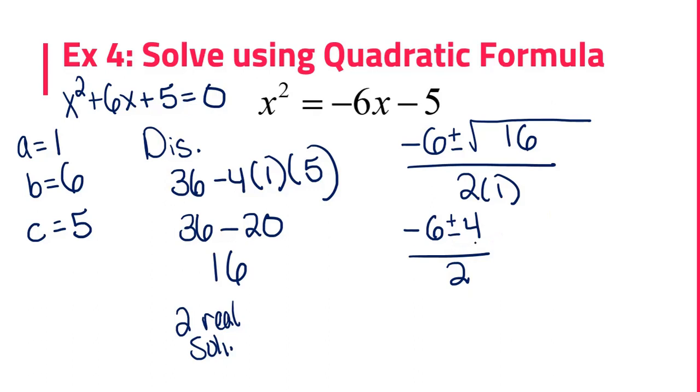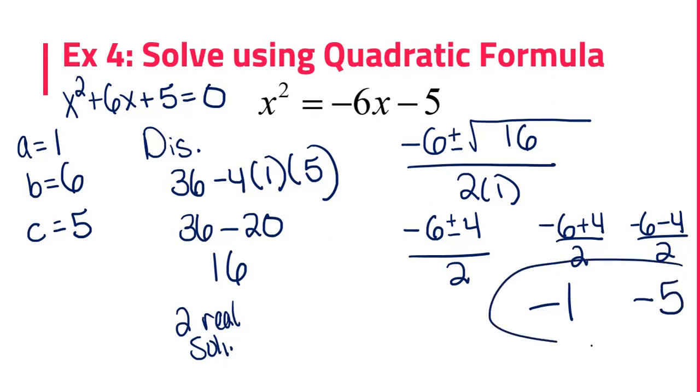I'm going to break this into two separate problems. So I got negative 6 plus 4 divided by 2, and I have negative 6 minus 4 divided by 2. That way I can actually see what's going on. So negative 6 plus 4 is negative 2. Divide that by 2 is a negative 1. Negative 6 minus 4 is a negative 10. Divide that by 2 is a negative 5. So these are my two answers. So x equals negative 1 and x equals negative 5.